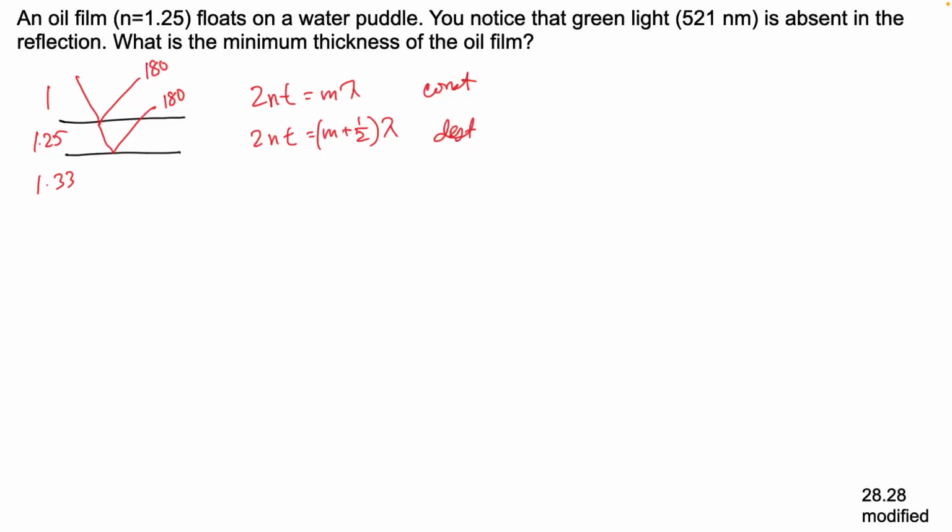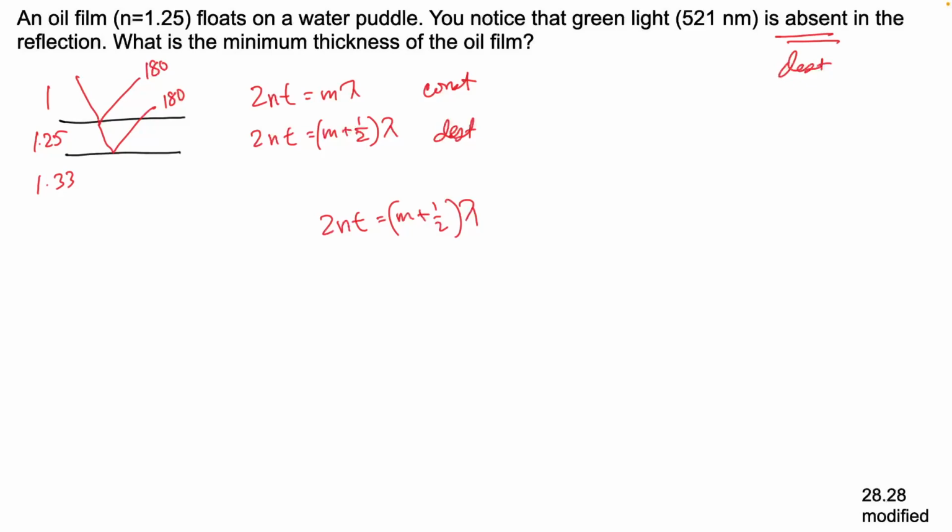All right. So what does the question now want to know? I want you to find the minimum thickness, right? Okay, so it's asking for thickness, but I've got two equations I can use. It's using words to give me a clue as to what's going on. Absent. So if something is absent, what kind of interference is it? That's got to be destructive, right? So I'm going to use 2nt equals m plus a half lambda to solve for this thickness. They're asking me for minimum thickness.